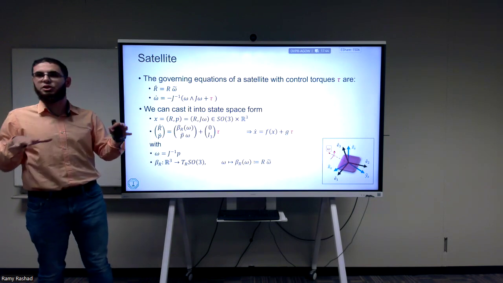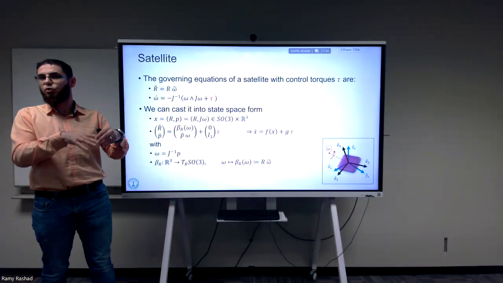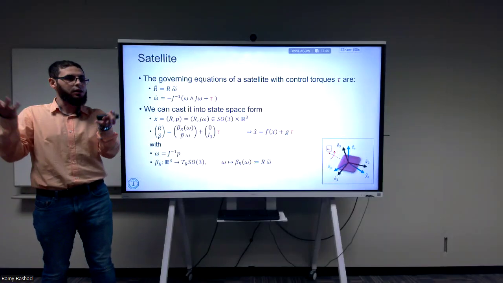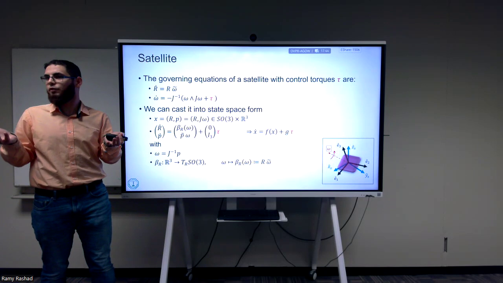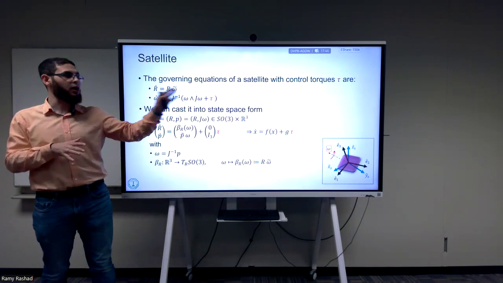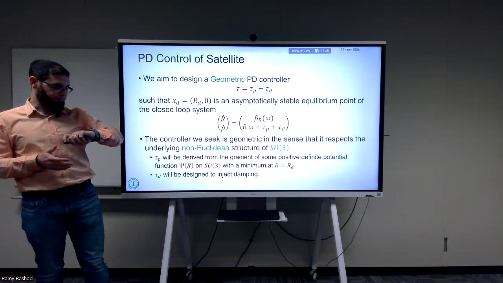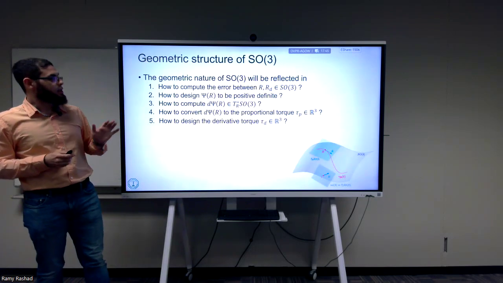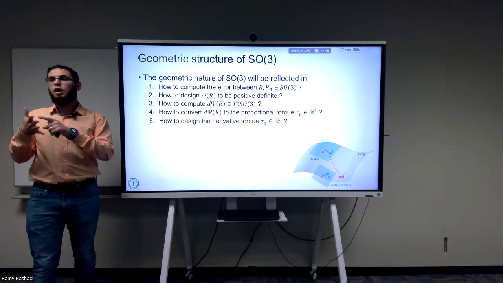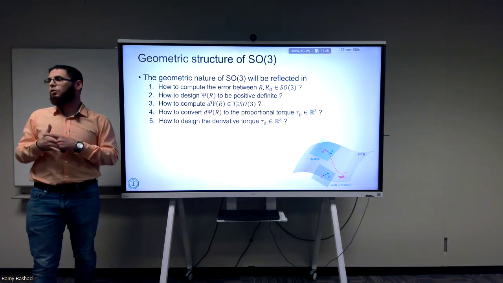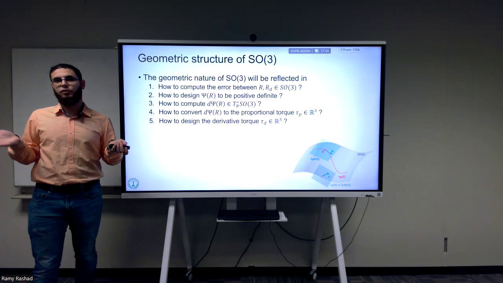There are a lot of things that are similar because both are mechanical systems without any damping, and we want to design a proportional derivative controller for both. But the geometry of one is R3 and the geometry of the other is SO3. So this is the only thing that's different. So we need to solve these 5 questions. If we can do that, then we have a proportional and derivative controller in SO3.